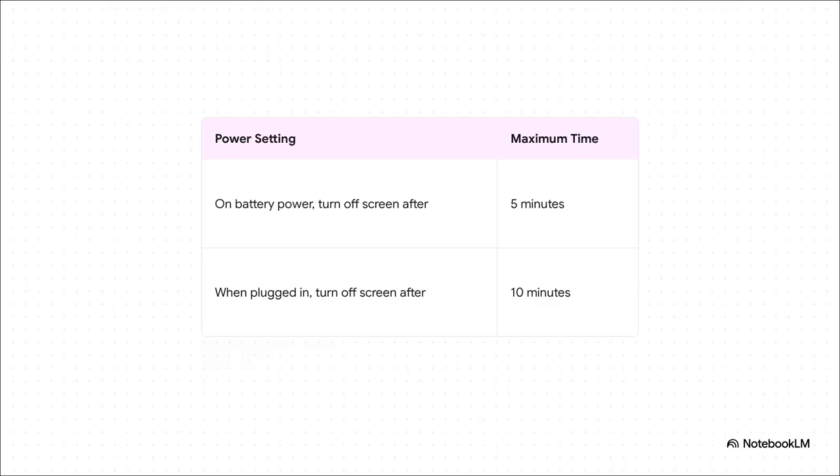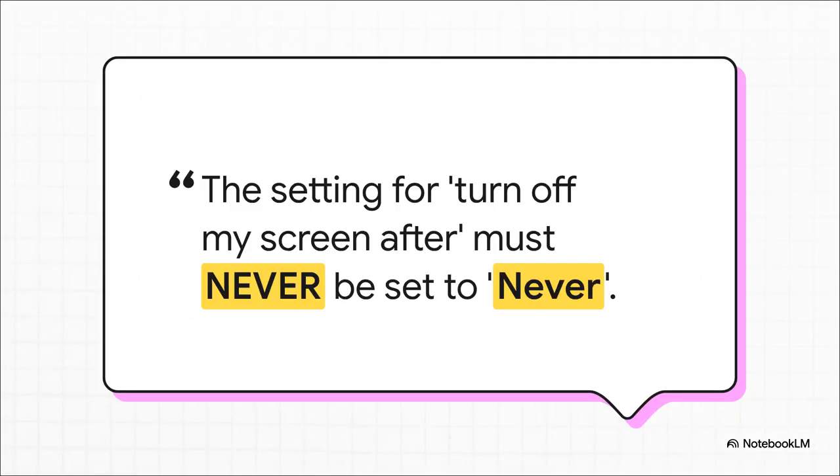Here are the rules. If your computer is on battery power, the screen has to be set to turn off in 5 minutes or less. When it's plugged in, you get a little more time, 10 minutes maximum. And just to be crystal clear, your screen has to turn off automatically. Selecting the Never option is a direct violation of our security policy, and it's a guaranteed way to fail an audit. So please double-check this one and make sure it's set correctly.